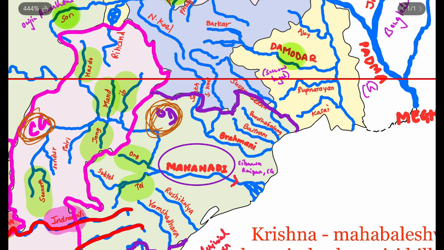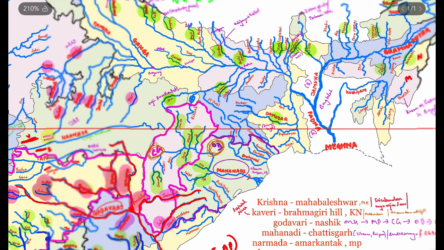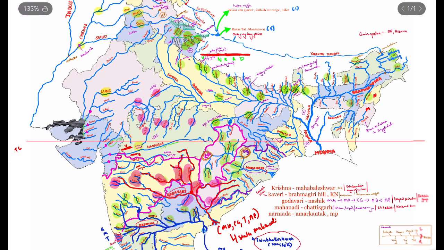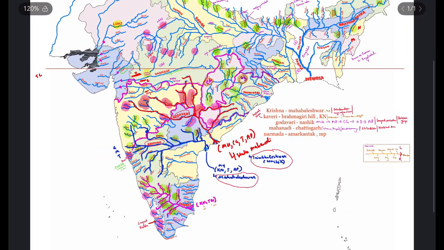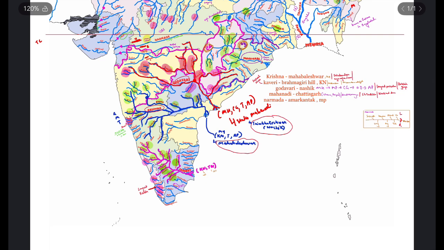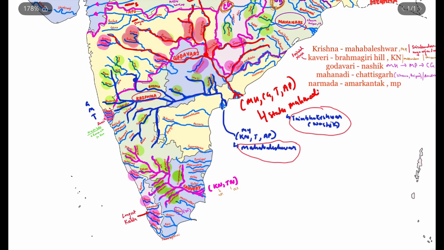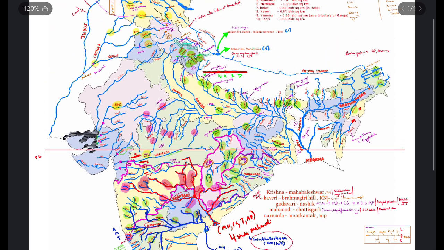These are some small rivers: Brahmani, Baitarani, Burhabalang, and Subarnarekha. Not that much important, but we have covered everything. It looks so complicated, but it's quite easy. You will go through it two or three times now and it will be clear. Very important also.